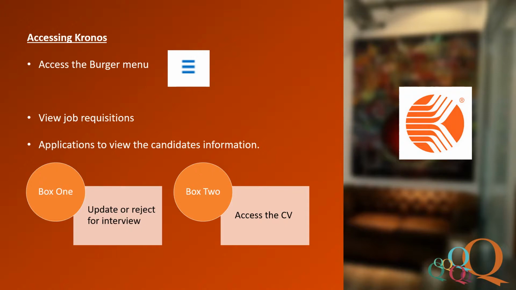There are two boxes. The first box is used to select Reject or Interview, and the second box is to view the CV. When you have completed these stages, you should email the recruiting officer to confirm this process has been followed. The recruiting officer will then view Kronos and start to arrange the interviews.